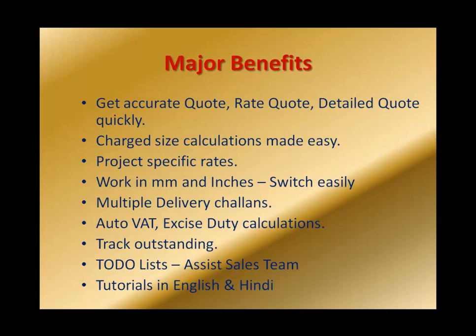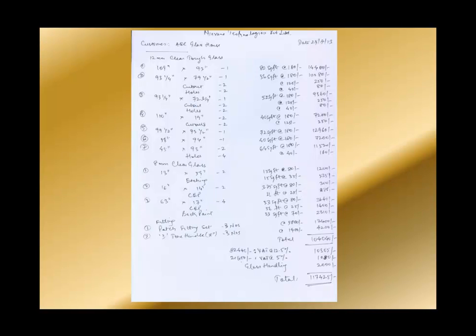We will now quickly see how an accurate quote can be made in Plus Glass Quote. This is the quotation prepared manually. We have 12 mm clear toughened glass with holes and cutouts, 8 mm clear glass with processes, and a couple of fitting items. The total value is 1,17,425 rupees. We will now make this quote in Plus Glass Quote.